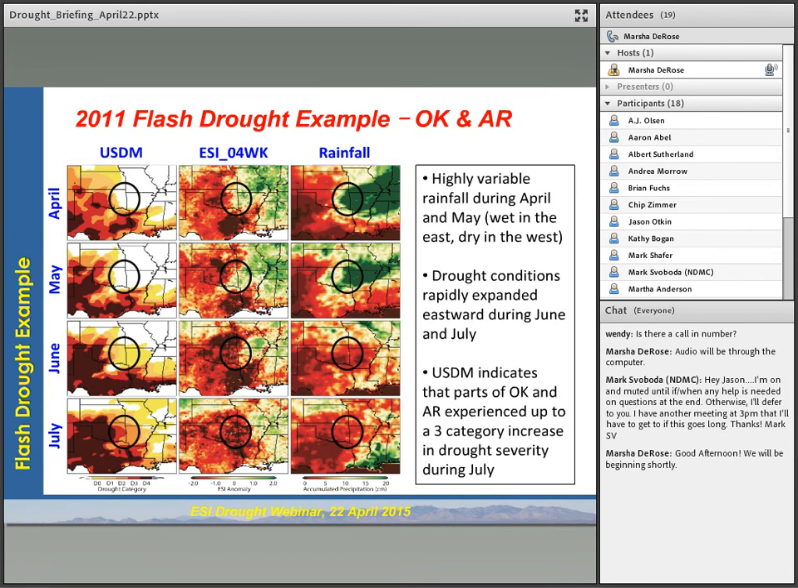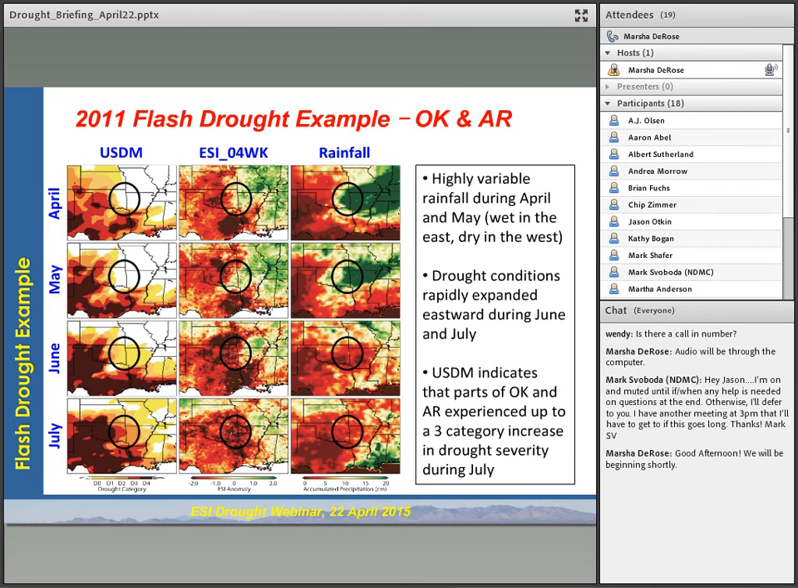Okay, the next thing we're going to do is to look at how the ESI and other data sets changed during the flash drought event that occurred across eastern Oklahoma and western Arkansas during 2011. This slide shows the U.S. Drought Monitor, 4-week ESI anomalies and monthly rainfall totals at the end of April, May, June, and July. In the middle column, the green colors indicate locations where the ESI is showing wetter than average conditions, and then the red colors indicate drier than average conditions.